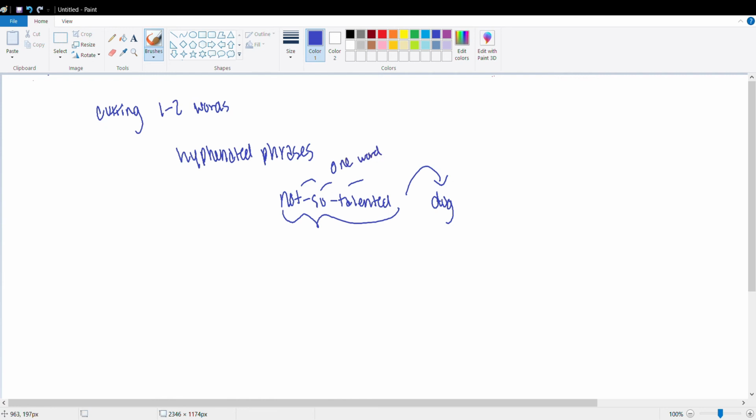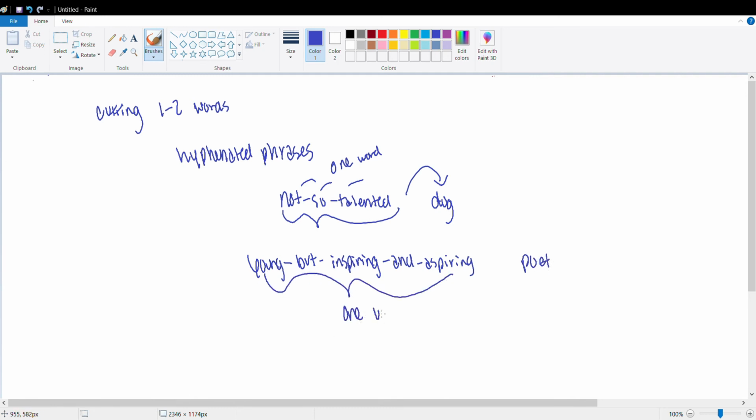Another way, and you can get very extreme with this, where you could go, like, I met a young, but wait, sorry. Inspiring and aspiring poet, where this whole phrase with the hyphen counts as one word that is an adjective that describes the kind of poet. So here, even though this person is young, they're very inspiring, and they're still growing as a poet. And you get all of that across with this one word.